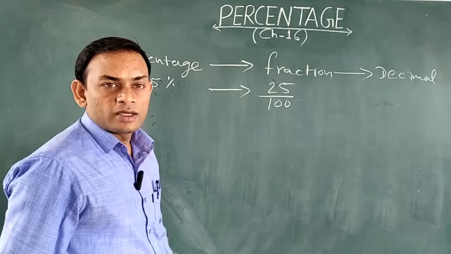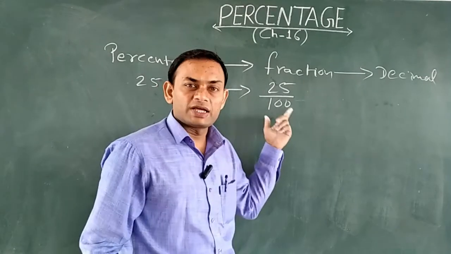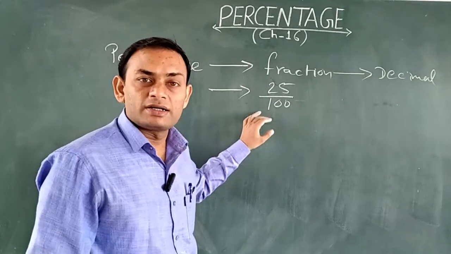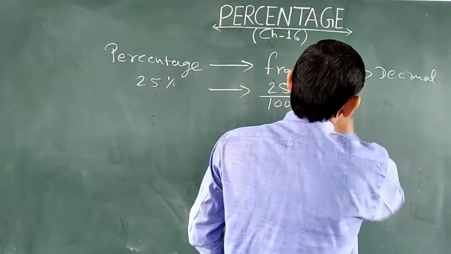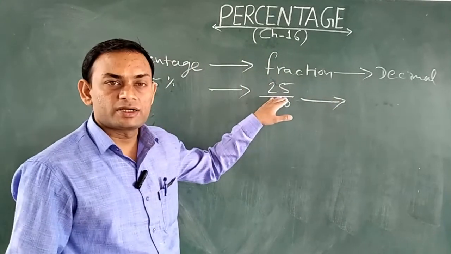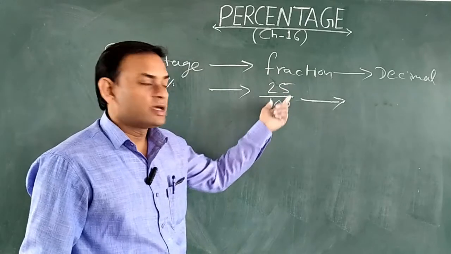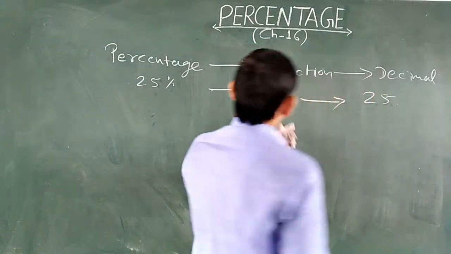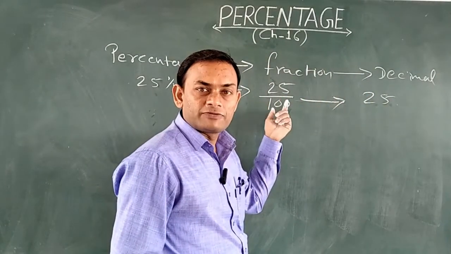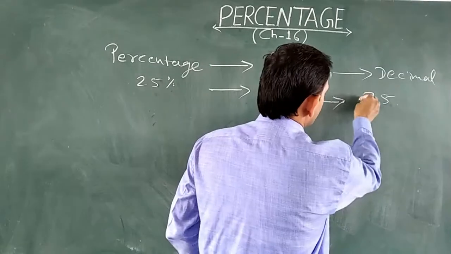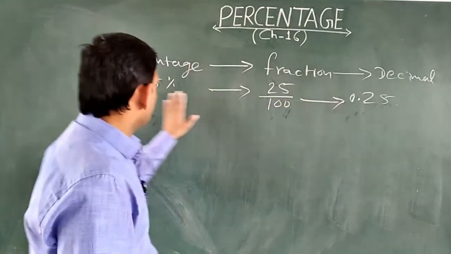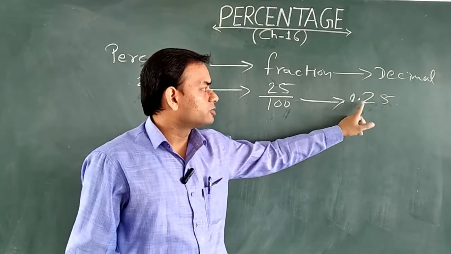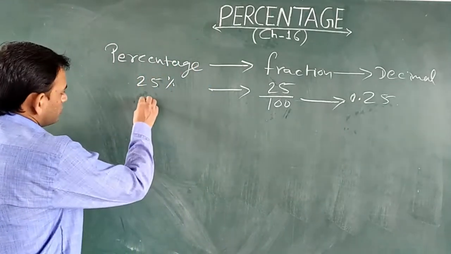Okay, now this is the fraction, and I told you in the decimal and fraction chapters, whenever we divide any number by 10, 100 or 1000, we put the decimal in the numerator after as many digits as there are zeros in the denominator. So there are 2 zeros. So we will put the decimal after 2 digits in the numerator. 1, 2. So this is the decimal number. Now we have changed 25% into a decimal number. That is 0.25.